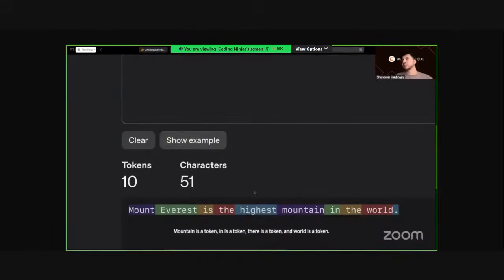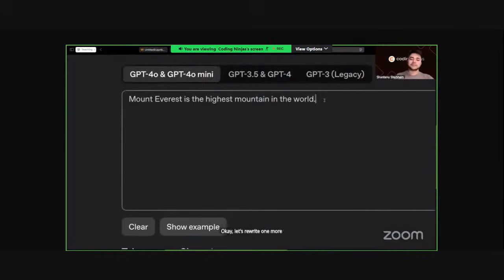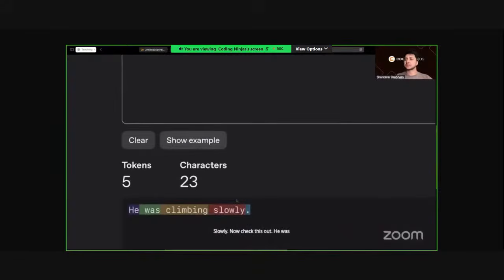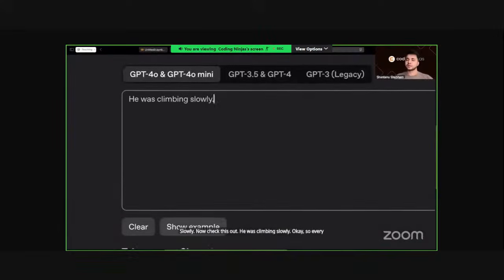Let me write one more thing. He was climbing slowly. Now check this out. He was climbing slowly. So every word is a token on its own. Let me write, he was doing it anxiously.